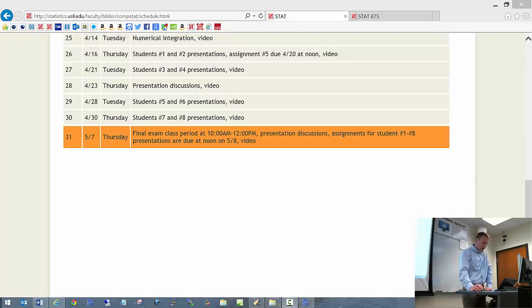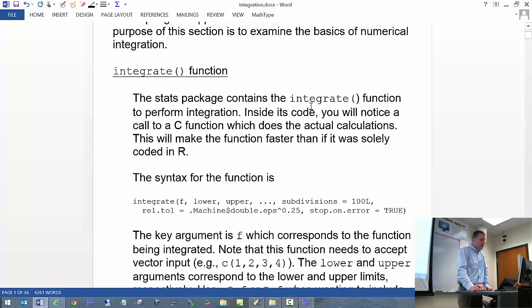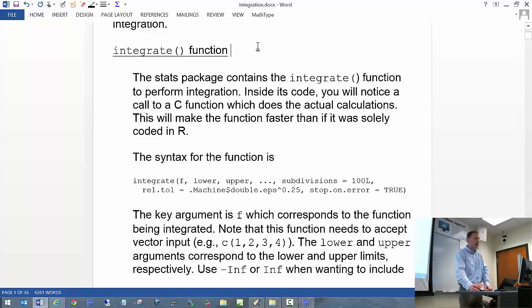Okay, if there's no questions, then let's talk about numerical integration. When I was writing up these lecture notes, I decided to simply jump right into one of the main functions that does numerical integration in R, called integrate. I've been using this function for over 10 years, and I've had a lot of success with it. I really like it. This is a function just for integrating with respect to one variable, so please take note of that. We'll talk about multiple integration later on.